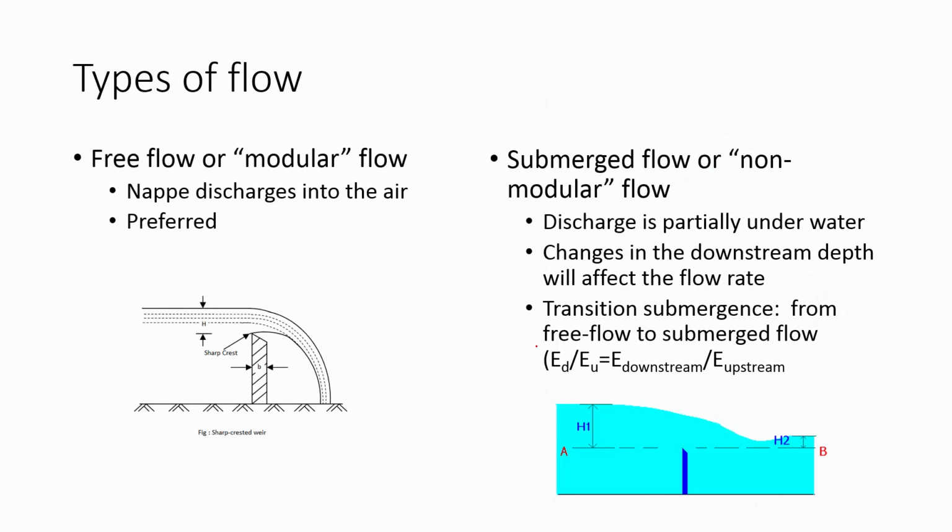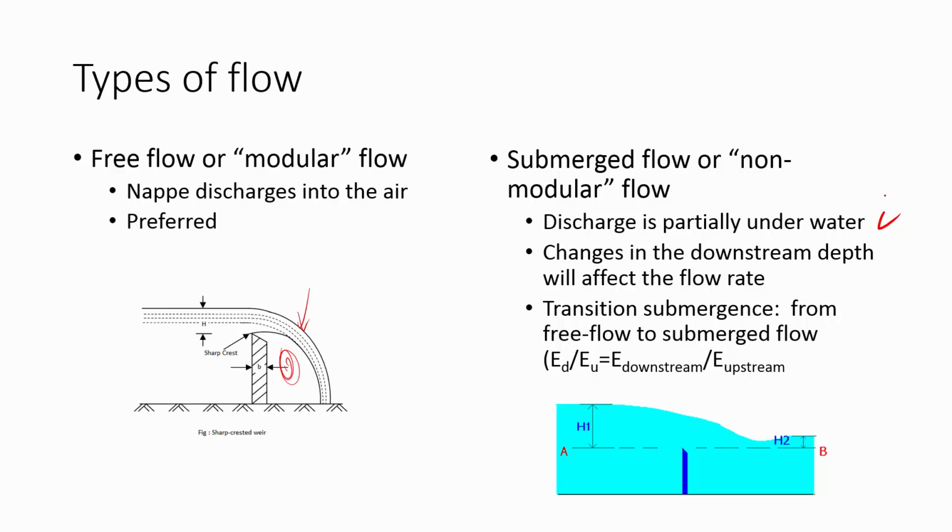There are two types of flow: the free flow or modular flow, where the nap discharges into the air, and this is preferred. We want to have this as free flow, to have an area here that's kind of open to the atmosphere. And we have the submerged flow or non-modular flow, which discharges partially underwater. We'll see an example of this in the lab.